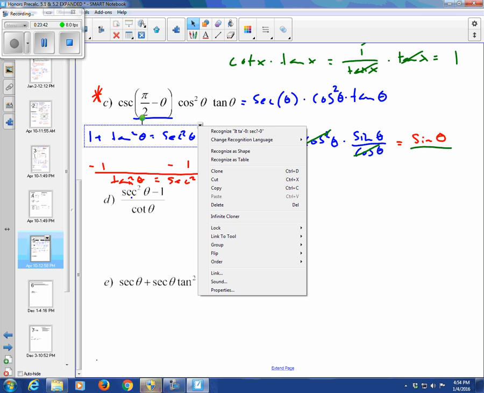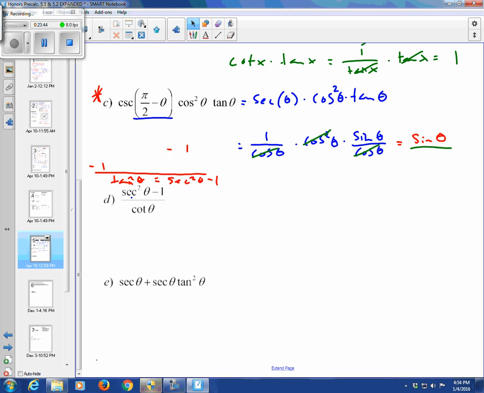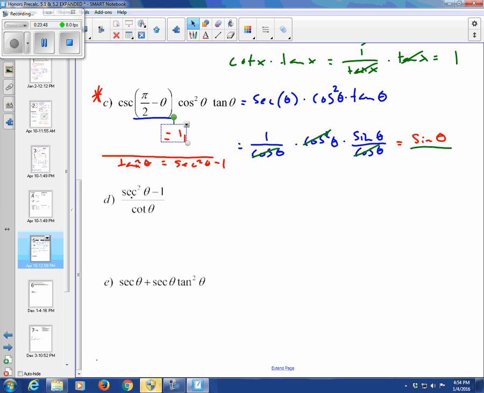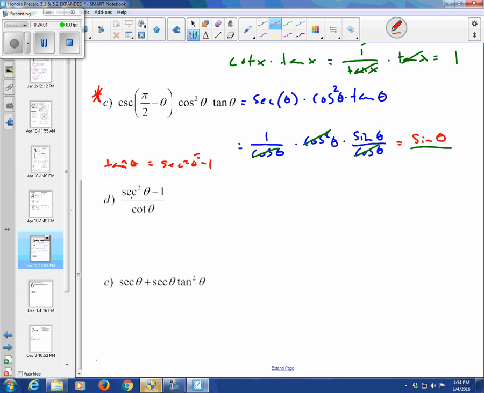So I'm going to get rid of this guy because he's not really helping me. But the manipulation of that identity helps me substitute one term for two terms. And that's what we're trying to do here. We want to see if we can substitute one term for two terms, which will allow us to get closer to an expression that is just multiplication and division.